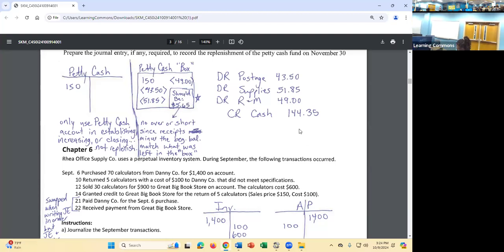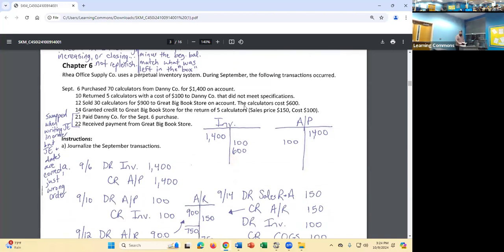Inventory. Why inventory? Because you're getting rid of calculators. We're getting rid of inventory, so we need to take it out of our books. We don't physically have this inventory anymore. So not only do we need to send it back, but we need to update our books as such also. So here we have $1,300 of inventory, and that matches $1,300 of accounts payable. How are we with those two? Okay.